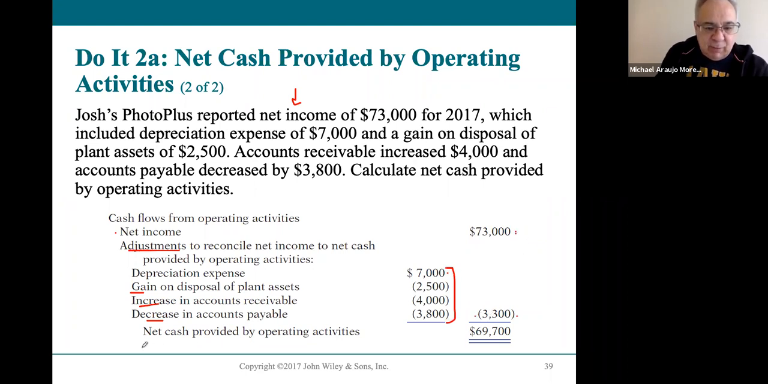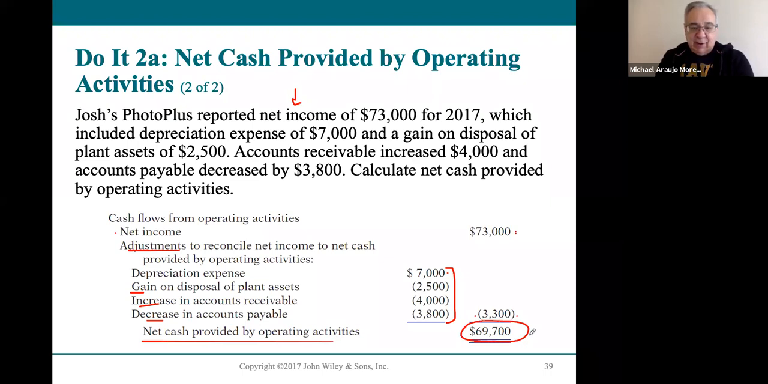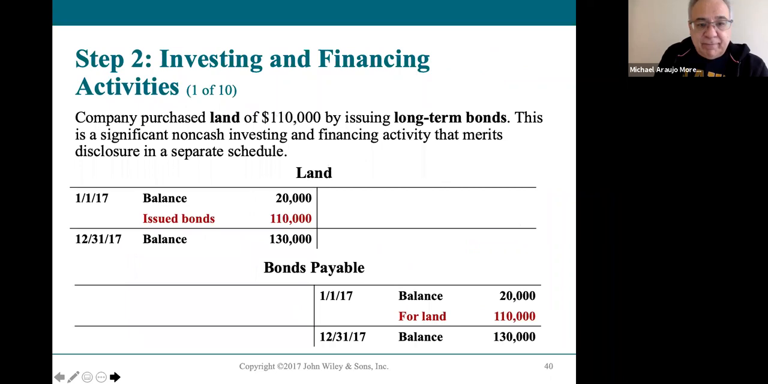Compare that to our net income. We now have cash provided by operating activities of only $69,700. So here's an example where the cash provided by operations is less than the net income. Oftentimes, as you saw back in Learning Objective 1, it's usually the opposite. The cash provided by operating is much higher than the net income. But it can go either way depending on what happened. So step one is the trickiest part, which is why they have their own special do it exercise for it. Like I said, step two and step three, I think, are going to be much more straightforward and easier to understand.